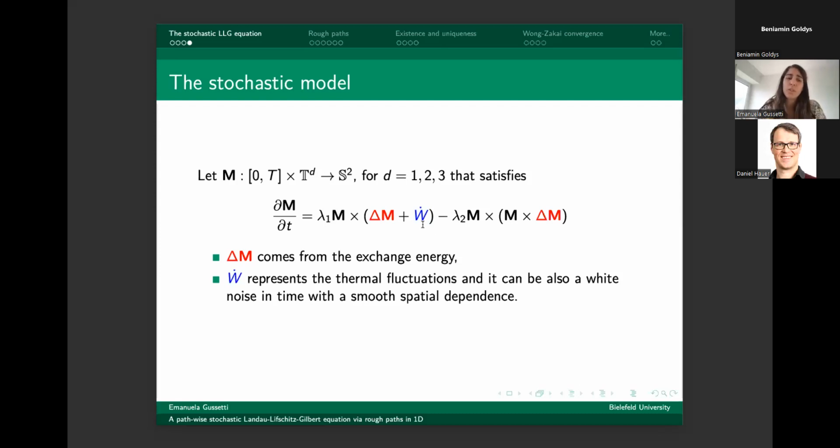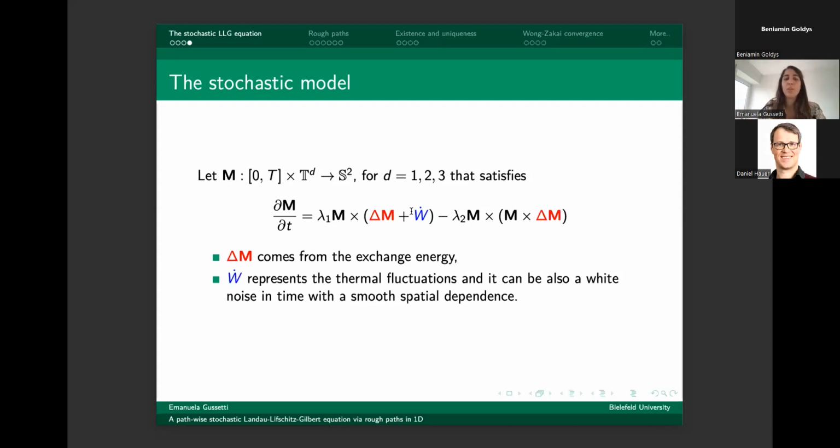In this talk, we will not use the space-time white noise, but we will use Brownian motion in time with a smoother spatial dependence. So we will have something like that, W^{2,∞} for the spatial component.